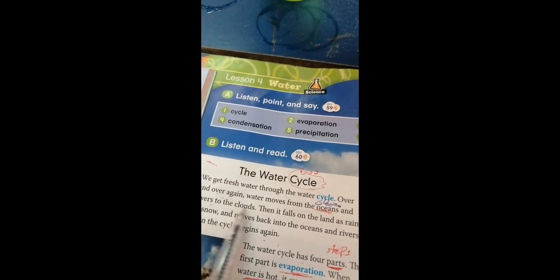So how does the water cycle work? Water in the rivers and lakes and oceans and seas moves to the clouds. It moves to the sky. Then it falls again in the shape of rain or snow, and moves back into the oceans and the rivers again.